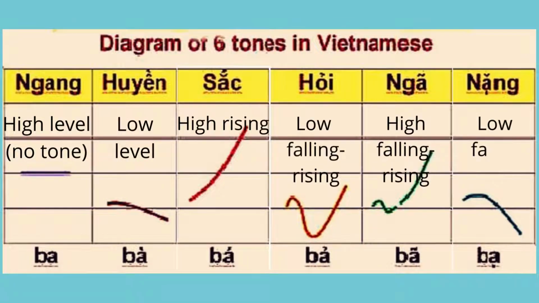There are six tones in Vietnamese represented by five diacritical marks. First one, dấu ngang, or không dấu, or no tone, like ba. Next one, dấu huyền, low level, like ba. Dấu sắc, high rising. Ba. Dấu hỏi, low falling rising. Ba. Dấu ngã, high falling rising. Ba. Dấu nặng, low falling. Ba.